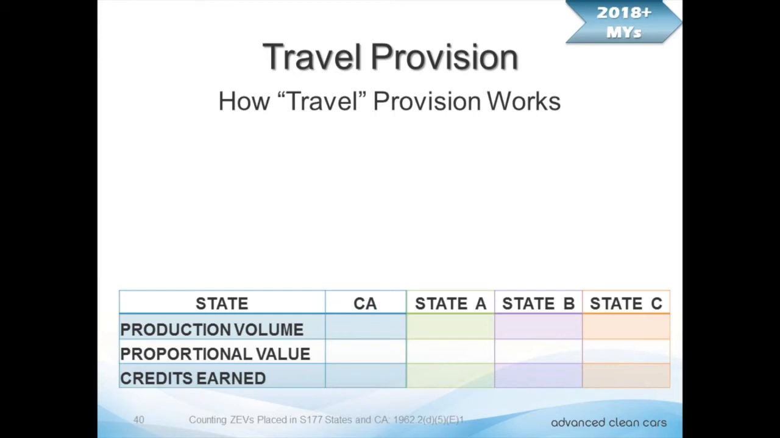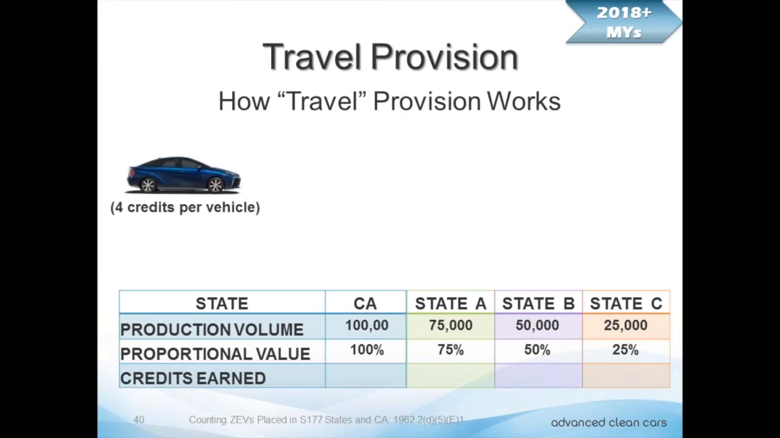Let's say your company has a total average production volume of 1,000 vehicles in California, 75,000 vehicles in state A, 50,000 in state B, and 25,000 in state C. The proportional value is simply the ratio of your average production volume in each state to California's production volume. This means that the proportional value for traveling credits is 100% in California, 75% in state A, 50% in state B, and 25% in state C.